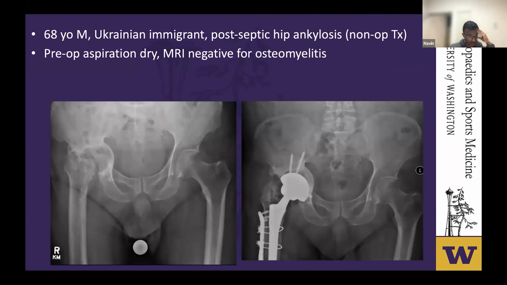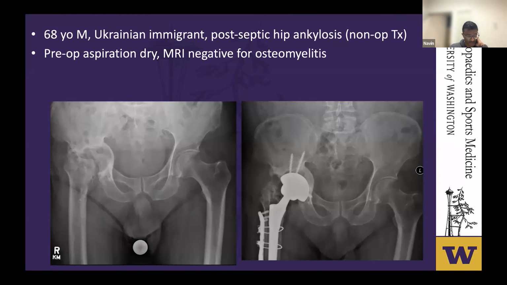So this is a 68-year-old gentleman, a Ukrainian immigrant, who presented to my clinic post septic hip ankylosis with dissolution of his femoral head and acetabulum, which had been treated non-operatively. So he was told that he was too sick for surgery and was treated with antibiotics only. If you've learned nothing else from recent history, it's that Ukrainian people are fairly resilient. So not surprisingly, he survived. He emigrated to the United States and presented with this problem.